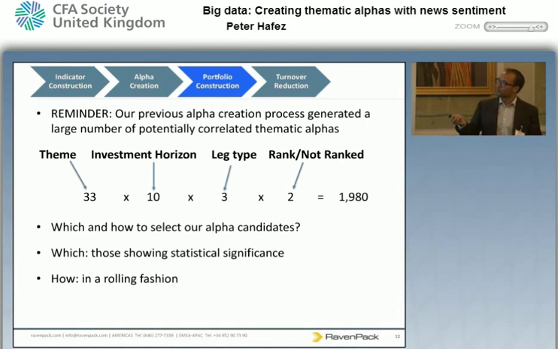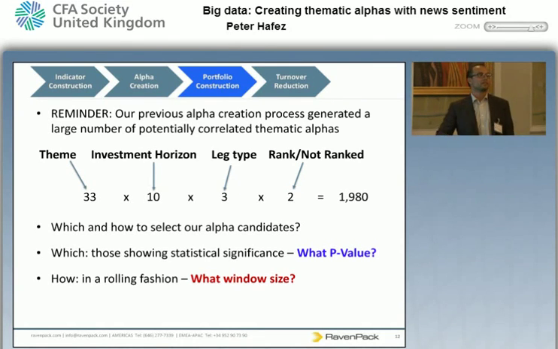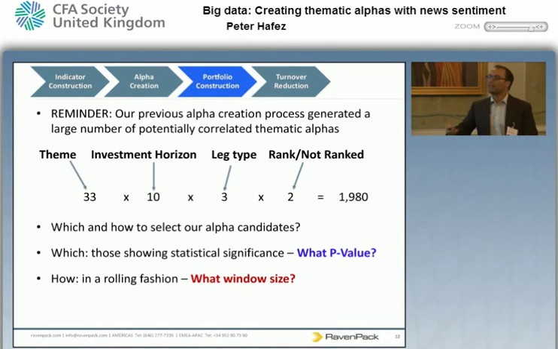Well, first of all, we want them to show statistical significance, right? And how, we do that on a rolling basis, because we want to allow for a change in dynamics. So it could be, for instance, layoffs are considered negative generally, but if you're in a positive environment, it may actually be a proactive cost-cutting measure and could be a positive thing or just neutral, right? So we want to allow for that type of dynamics in our portfolio construction process.